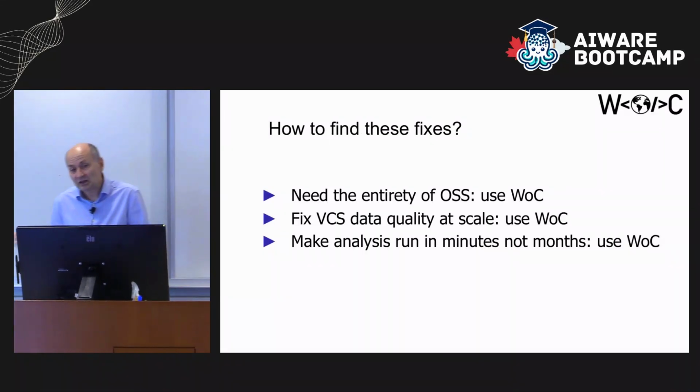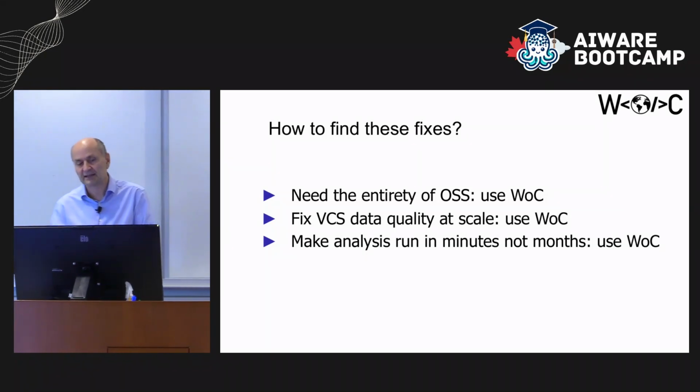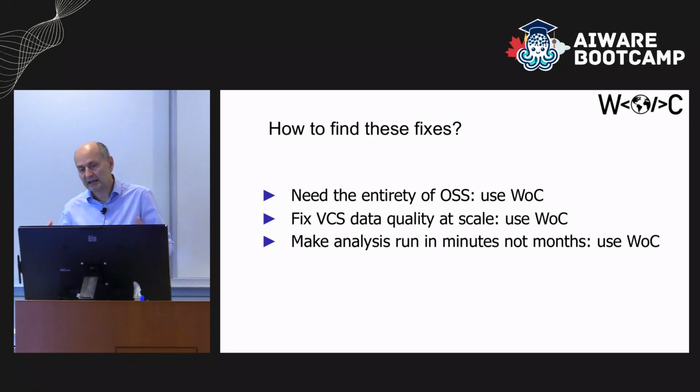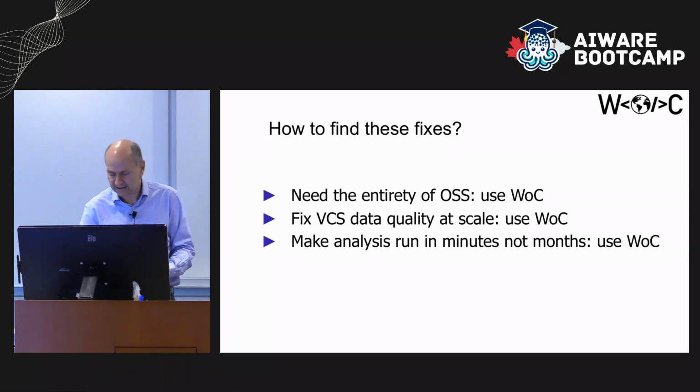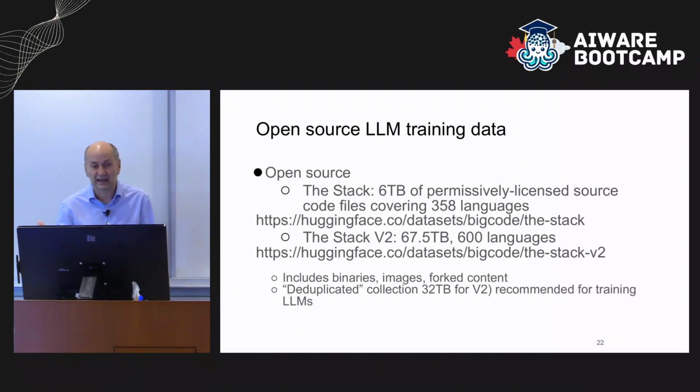So in order to do that, of course, you need the entirety of OSS, all the commits, 5 billion of them and whatnot. You really need to improve the data quality. So again, World of Code helps with that. So make analysis run in minutes, not months. So all checks are checked. So let's take a look at a specific example.